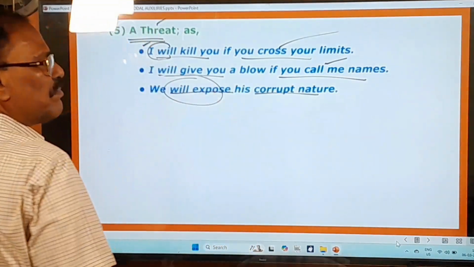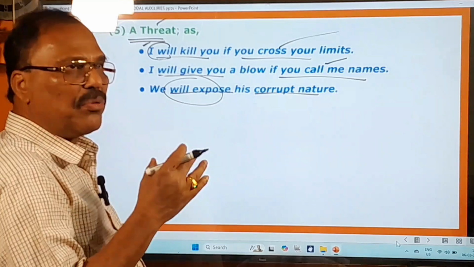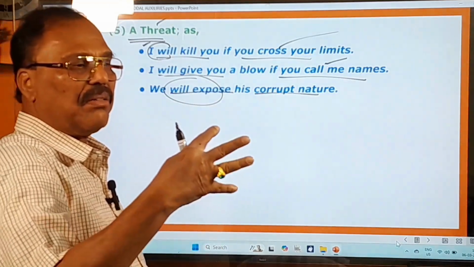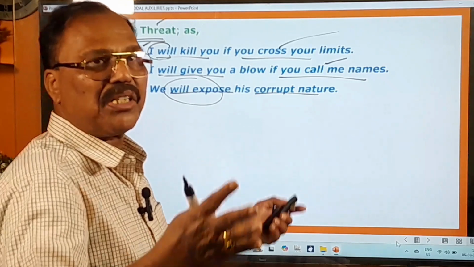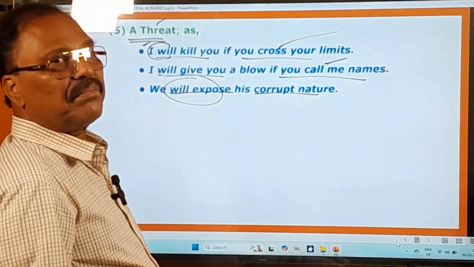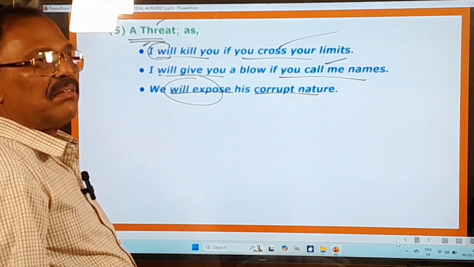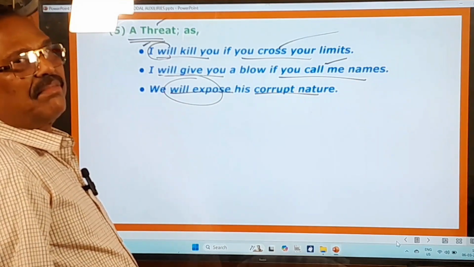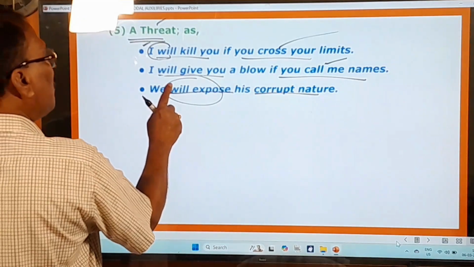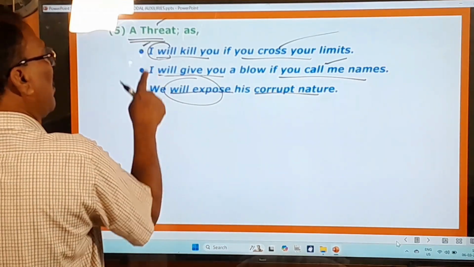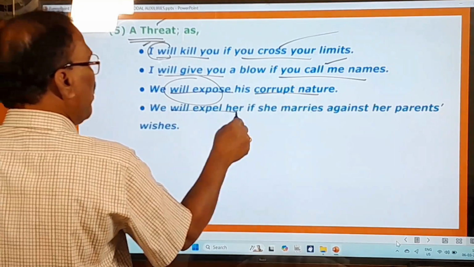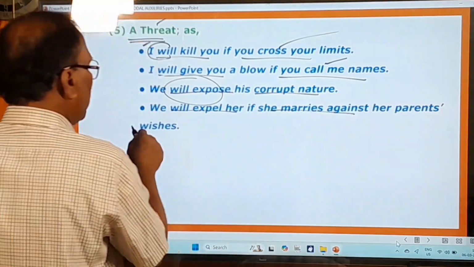And here: we will expose his corrupt nature. It's a threat. That means we are going to expose his corrupt nature. అతని యొక్క అవినీతి స్వభావాన్ని నేను వెల్లడి చేస్తాను. What are you doing? You are threatening him. Sometimes you say that. So in this way, whenever you use this will with the first person singular and plural, that indicates a threat.